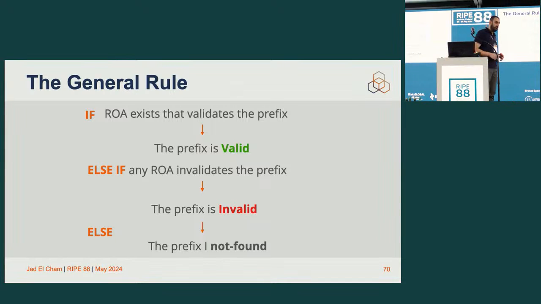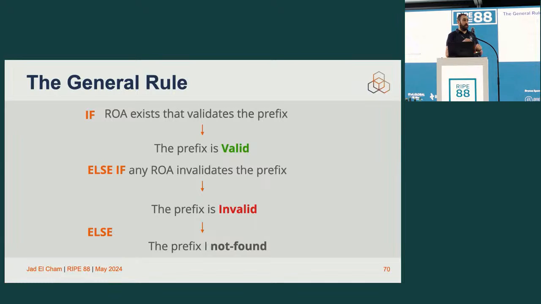Now, okay. So how do we decide on this? How does the router decide if it's valid, invalid, or not found? Well, it goes through a very specific, very simple algorithm. First, if there's a ROA that validates the prefix, it is valid. So at least we need one ROA to validate it.